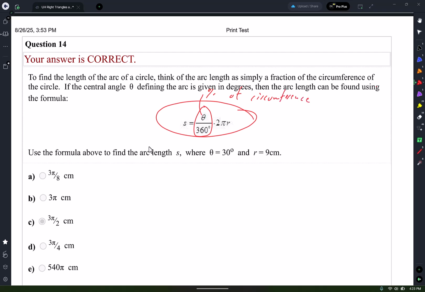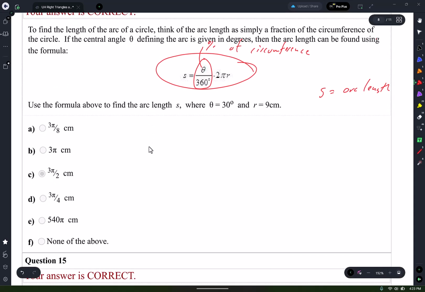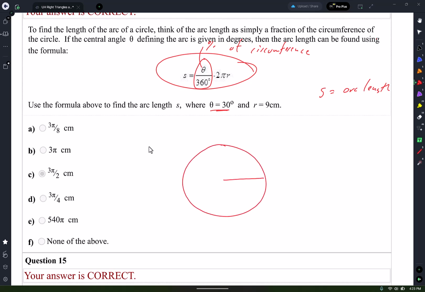Use the formula above to find the arc length S, where theta equals 30 degrees and r equals 9. So S stands for arc length. In case you don't know what arc length is, let me give you a visual. So I have a circle, and it's only covering 30 degrees. This is what we're looking for, this distance right here. And the radius is 9 centimeters. The circumference of a circle is 2 pi r. That's where that 2 pi r came from. So you're going to go S equals 30 degrees over 360 degrees times 2 pi times 9. You take your calculator.